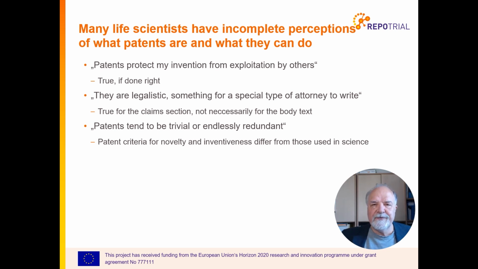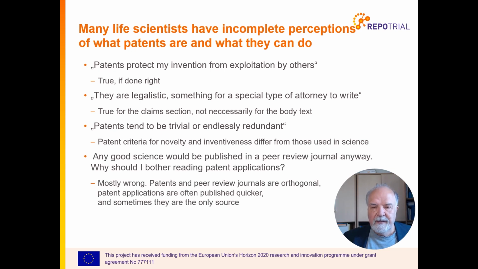So if you see patent texts which sound trivial to you, or maybe endlessly redundant, then it will be something like, for instance, when you claim a dosage range for a drug, it would say 5 milligrams, 7.5 milligrams, 10 milligrams, 12.5 milligrams, and so on. That's patent legalistic language, but it's not always necessary. Any good science, you will think, will be published sooner or later in a peer-reviewed journal in a regular way, so why bother about patents?